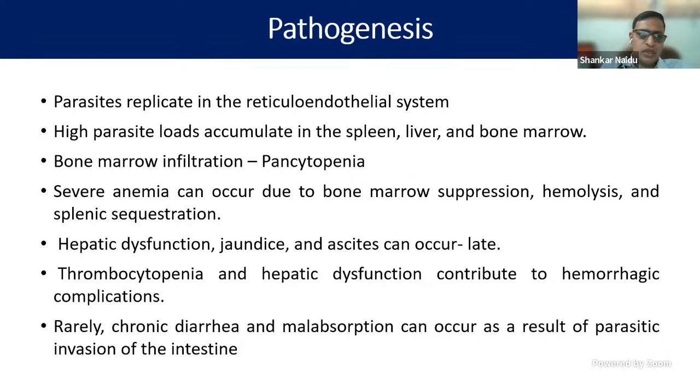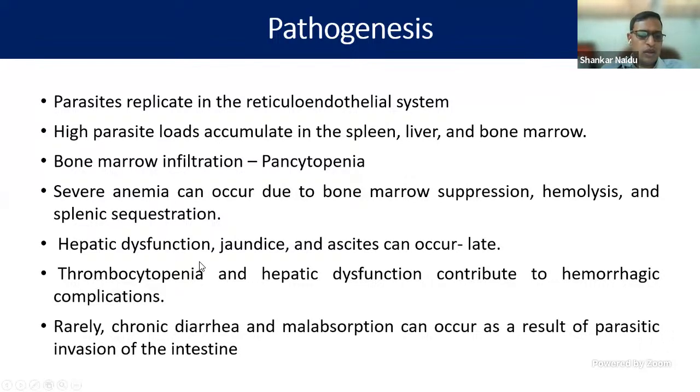So coming to the pathogenesis, as I've already highlighted in the life cycle diagram, the parasites replicate in the reticuloendothelial system, and these accumulate within the spleen, liver, and bone marrow. The infiltration of these infected macrophages into the bone marrow will result in pancytopenia, and within the spleen will result in massive splenomegaly, which may again contribute to the pancytopenia in the form of severe anemia, and also hemolysis and sequestration of RBCs within the spleen.